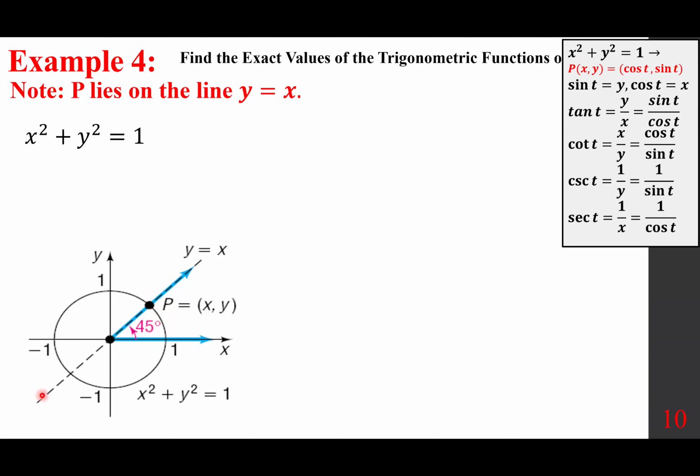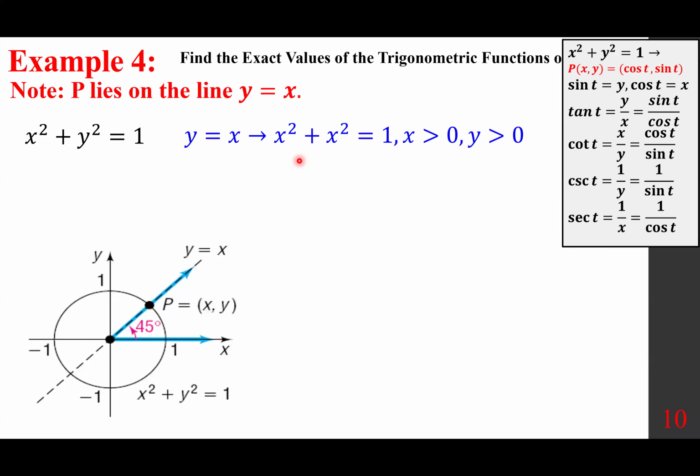Now, because it's 45 degrees, this line has the equation y equals x. So if x equals y, all you have to do is replace the y with x. So y is equal to x. You're going to say x squared plus x squared. That means 2x squared equals 1. Of course, x and y are both positive because we are in the first quadrant.